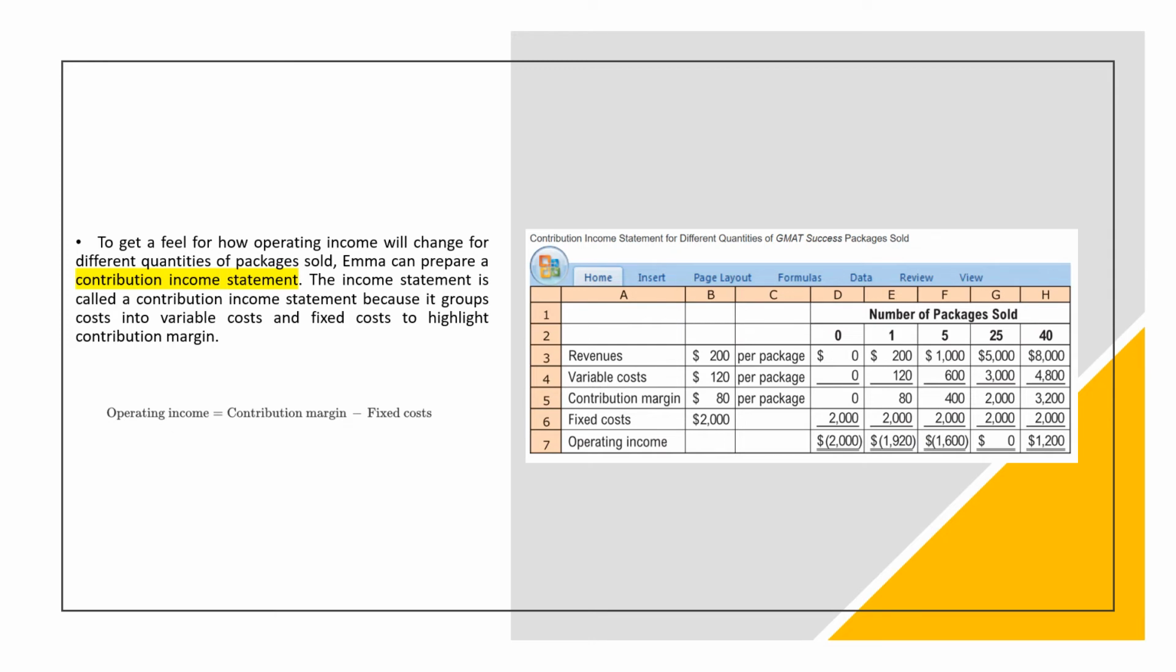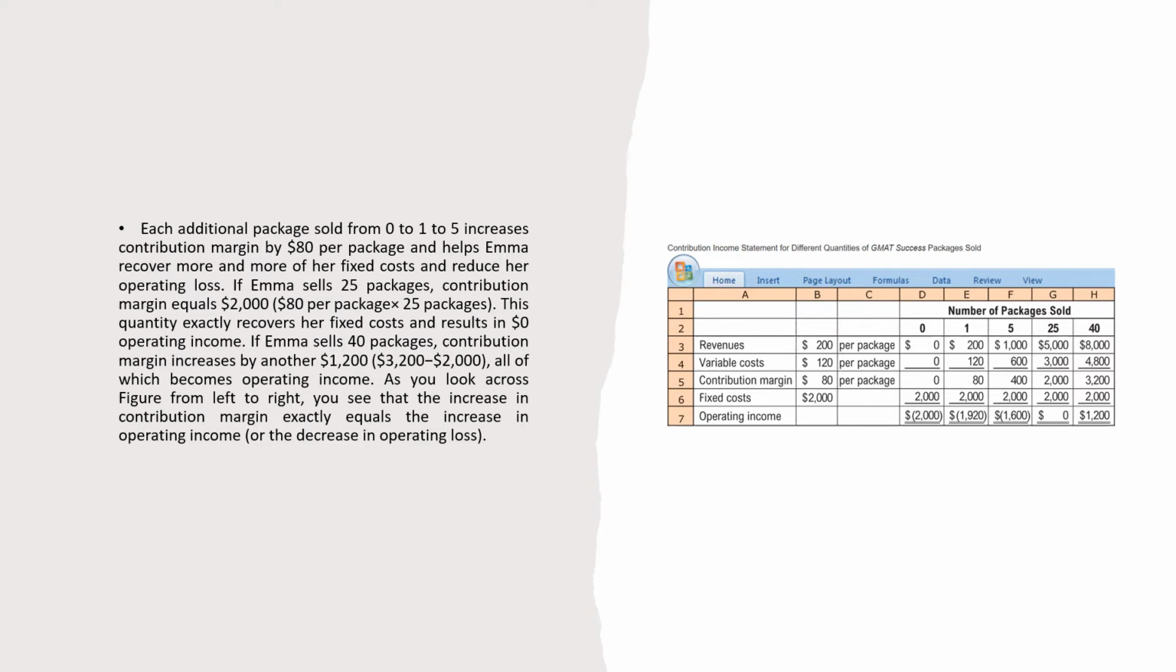If you look at the Excel right there, operating income equals contribution margin minus fixed costs. I'm giving you all these equations just so you can have a good understanding of it. It will all make sense in the end. Each additional package sold, from 0 to 1, increases contribution margin by $80 per package, and this helps Emma recover more and more of her fixed costs and reduce her operating loss. So if she sells 25 packages, the contribution margin is $2,000.